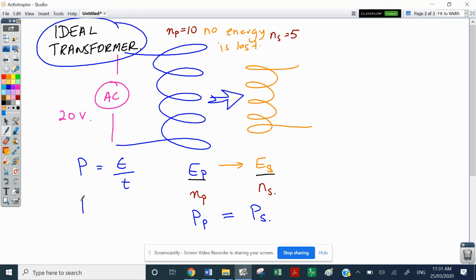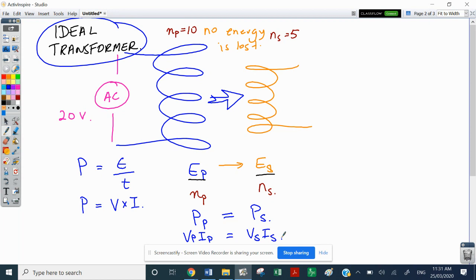We also know for electrical energy, power is equal to voltage times current. So going back, I've just got to move this up because I've got that in the road. I'll just do it down here. Voltage in the primary coil times the current in the primary coil must equal the voltage in the secondary coil multiplied by the current in the secondary coil.